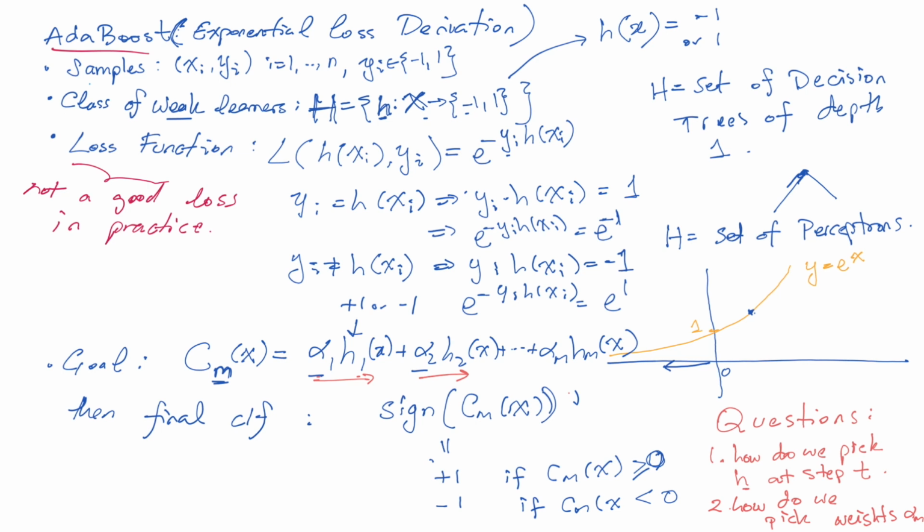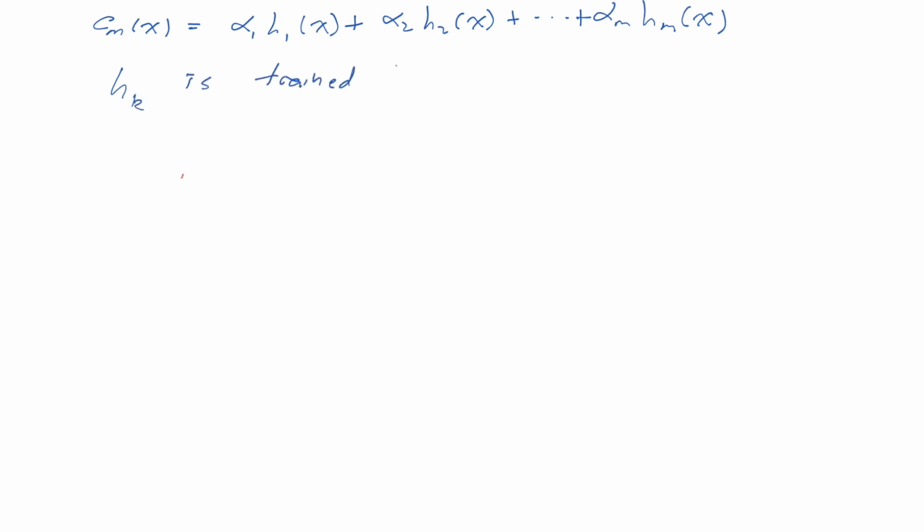Before we answer those questions, one thing I want to mention is the difference between boosting and bagging, because bagging also includes a bunch of models in a kind of combination like this. Let me write it again: C_M(X) equals alpha 1 H1(X) and so on. The difference is that H_K is trained to focus on the mistakes of H_{K-1}.